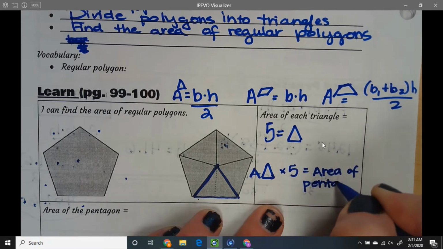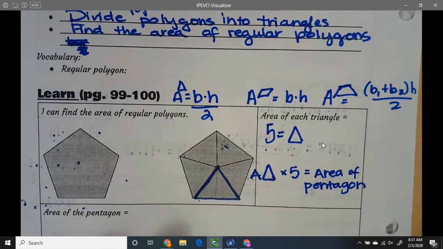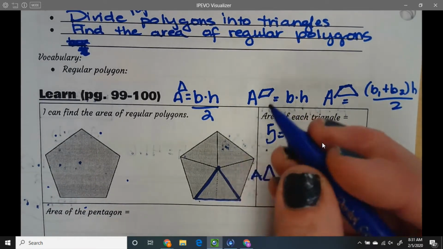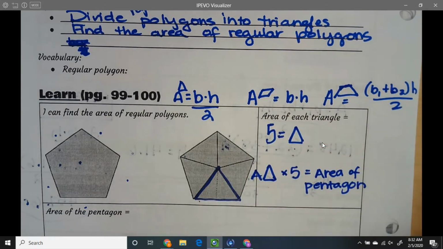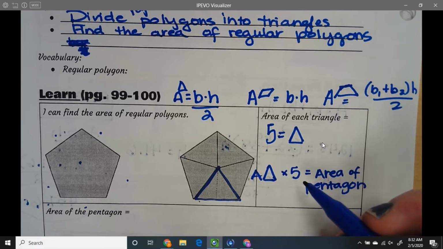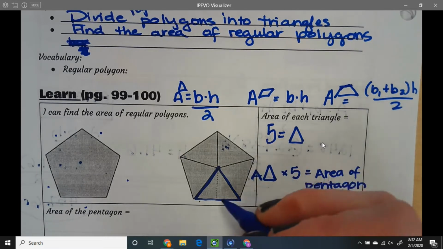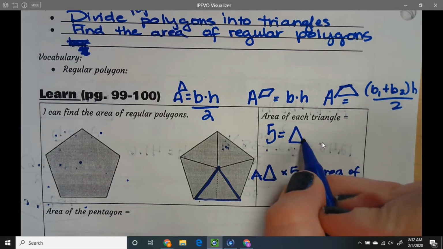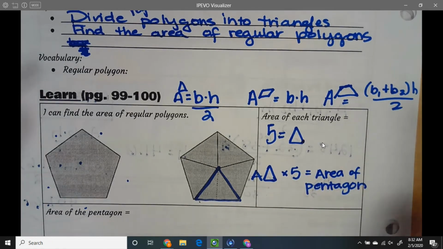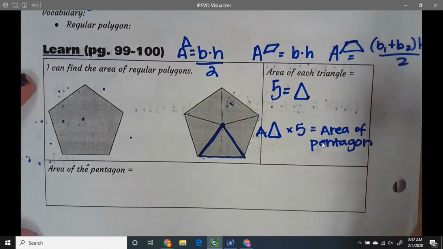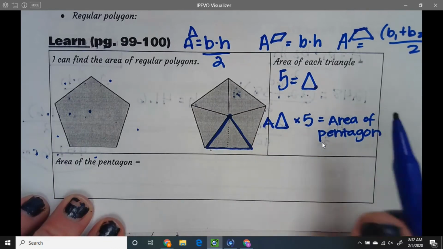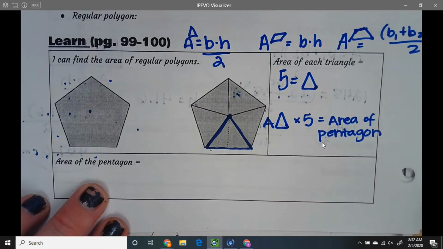The same is true if I had a hexagon. A hexagon is a 6-sided figure. As long as it's a regular hexagon, I can find the center point, split it into equal triangles. I would take the area of one triangle and multiply it times 6, because a hexagon has 6 sides, which would mean it would have 6 triangles. If I had an octagon, that's an 8-sided figure, so I would split it into 8 triangles because it has 8 sides, so I'd take the area of one of the triangles and multiply it times 8.